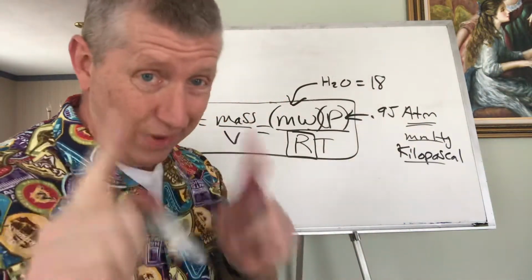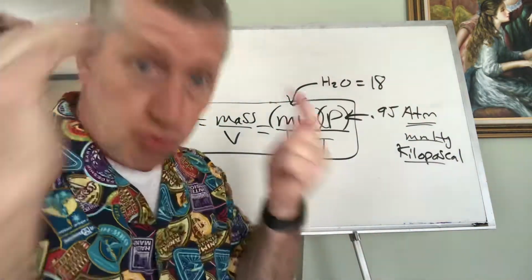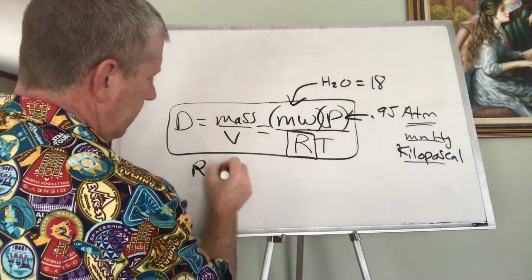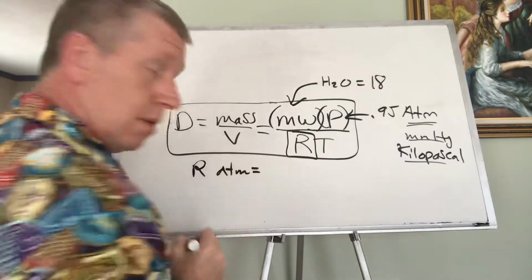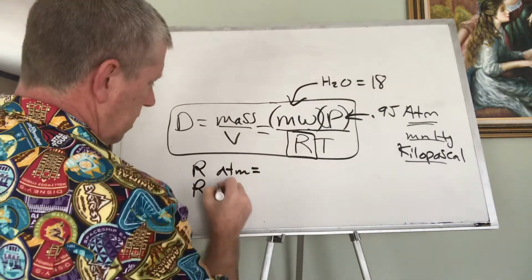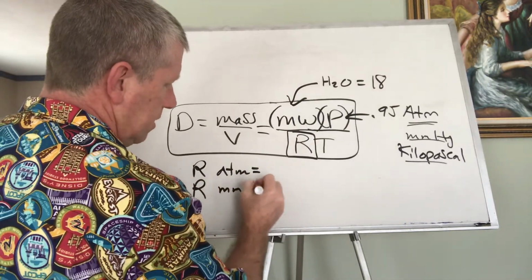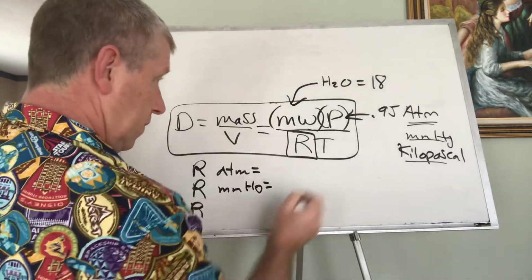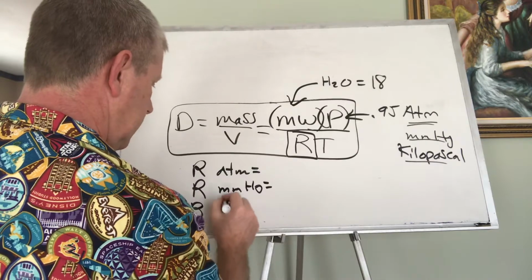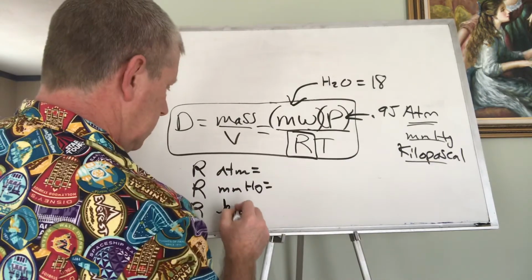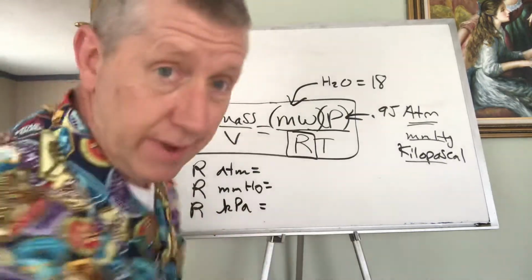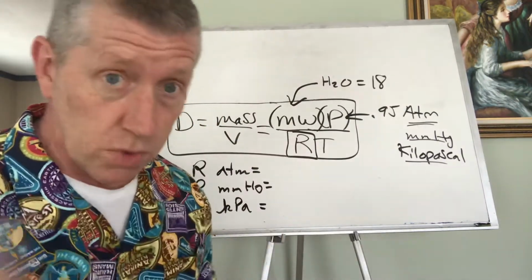Okay, you should write these down. You should know these. You should just know them. Write these down. Here we go. R for atmospheres. R for millimeters of mercury. And R for kilopascals. It's a little k, actually.